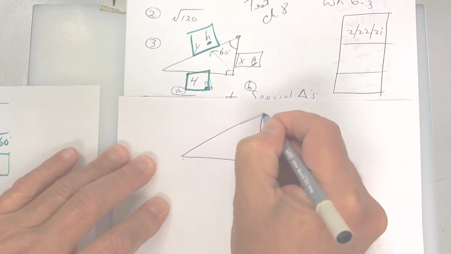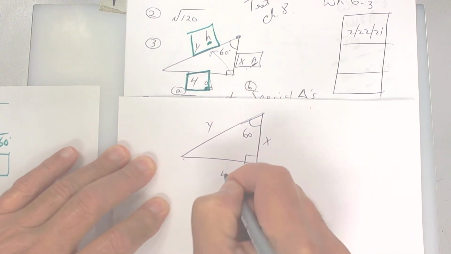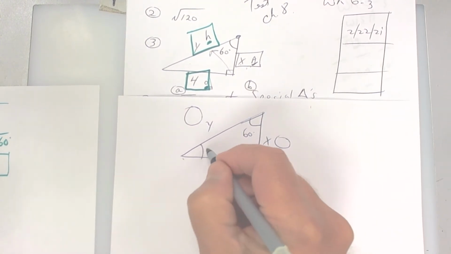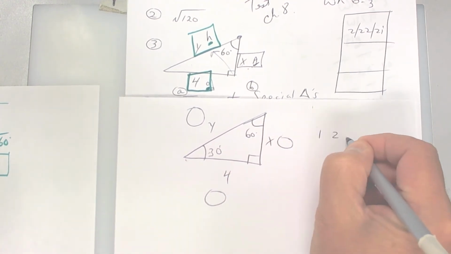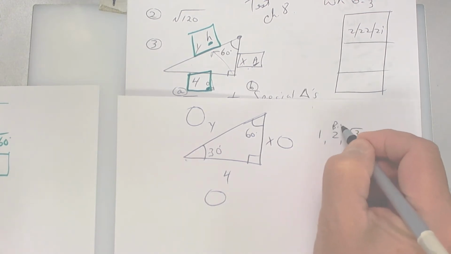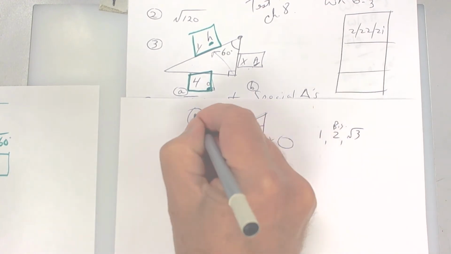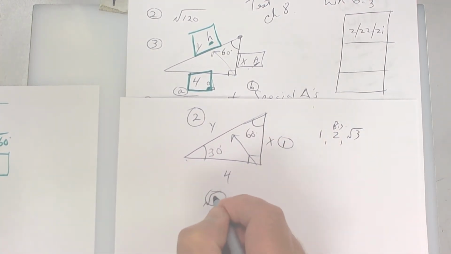So let's redraw this. This is 60. This is x, y, and 4. Put circles. Make this a 30, 60, 90 triangle. You had to memorize 1, 2, and the square root of 3. Make sure you know that. This is your big one. So across from the 90, we'll always go the hypotenuse, which is the big one. The 30 will always get the 1, and this one will get the square root of 3.